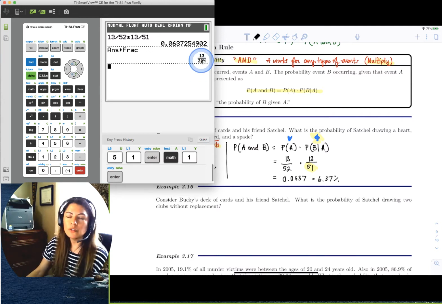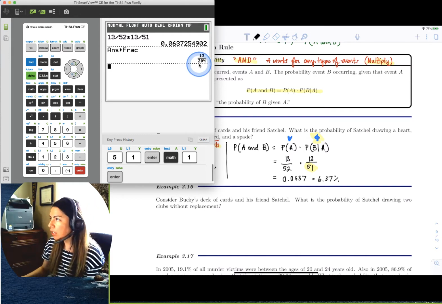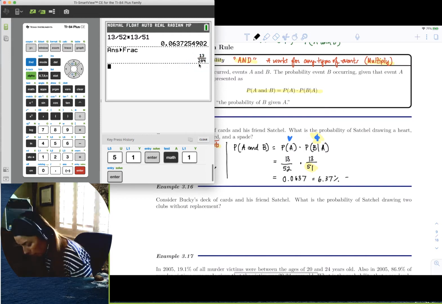We'll see in a future section when the fraction is just too big, with too large of a denominator for it to convert. So 13 over 204. So it just depends on which answer you're required to write. So just check with your instructor.